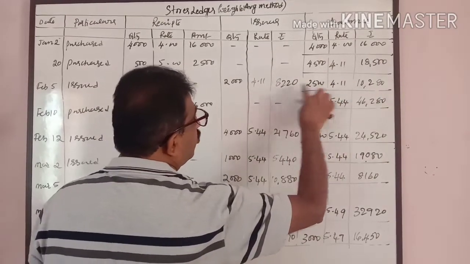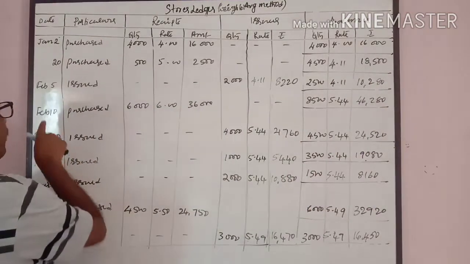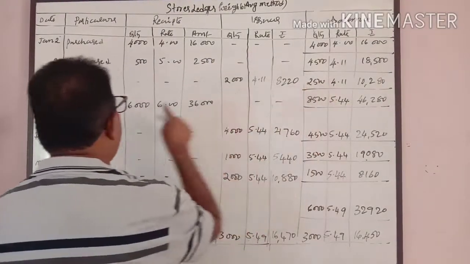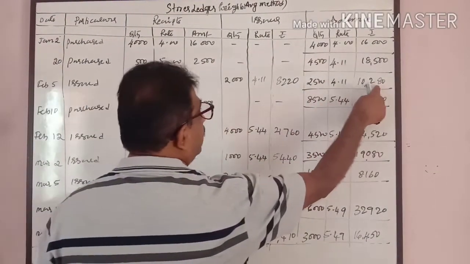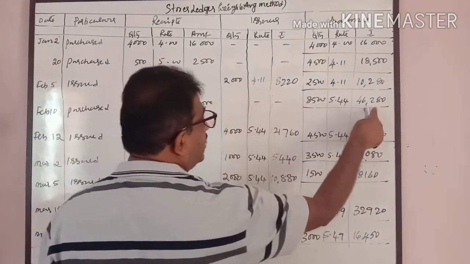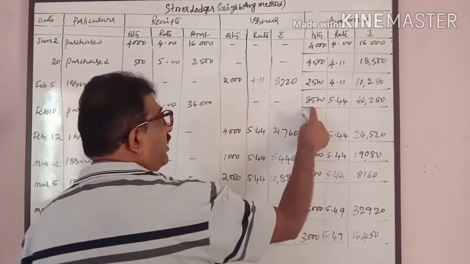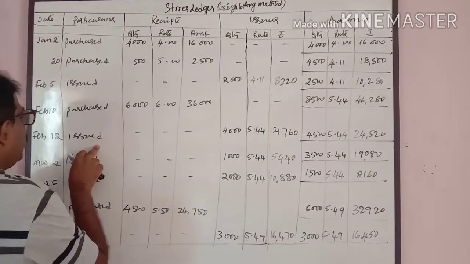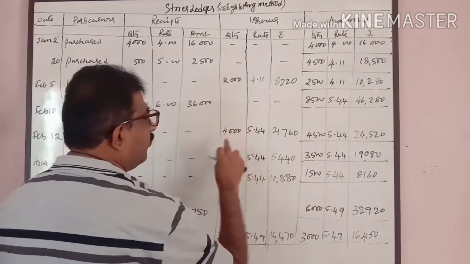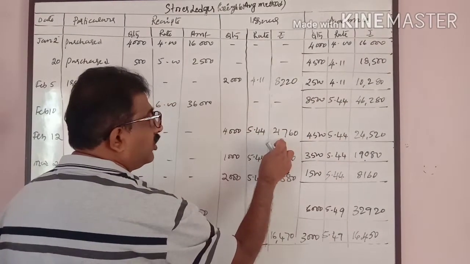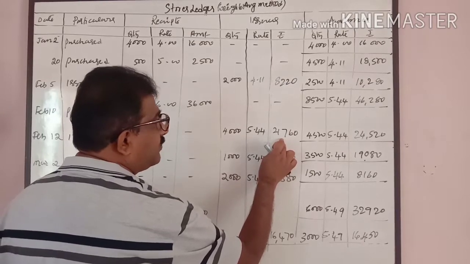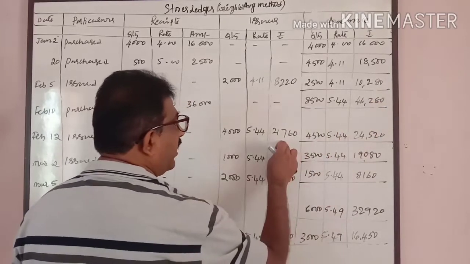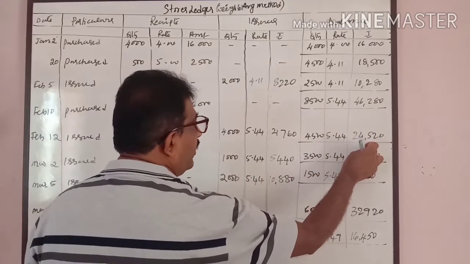18,500 minus 8,220, 10,280. February purchased 6,000 units at the rate of 6, 36,000. 2,500 plus 6,000, 8,500. 10,280 plus 36,000, 46,280. 46,280 divided by 8,500, 5.44. Now, February 12th issued 4,000 units at the rate of 5.44, 21,760. The balance becomes 8,500 minus 4,000, 4,500, 46,280 minus 21,760, 24,520.